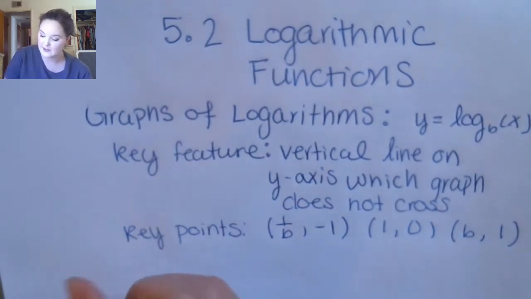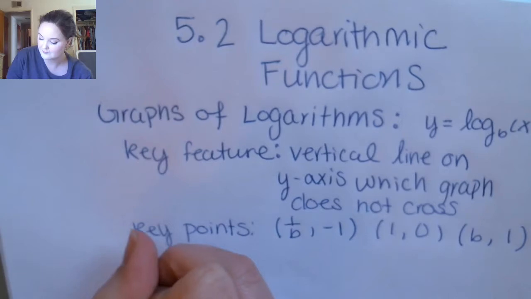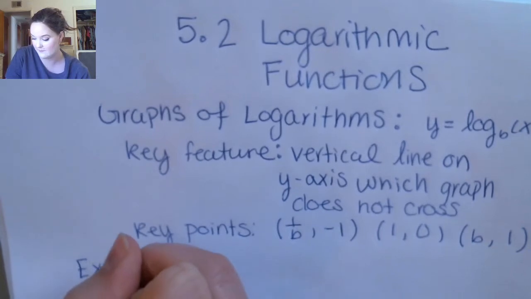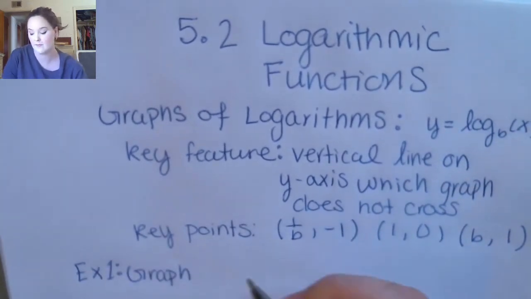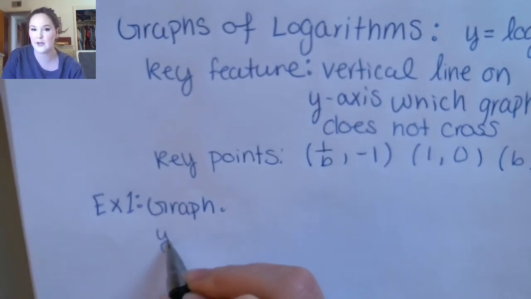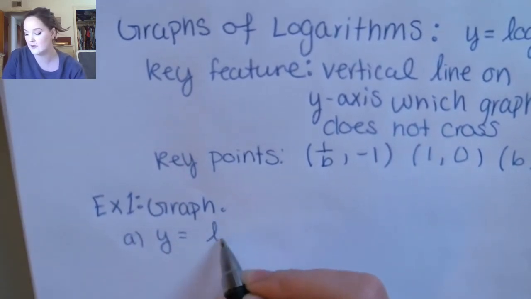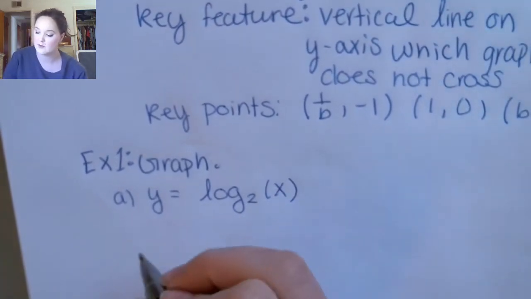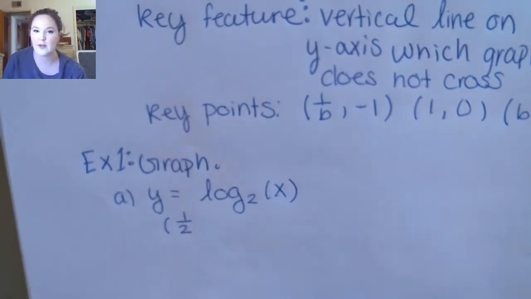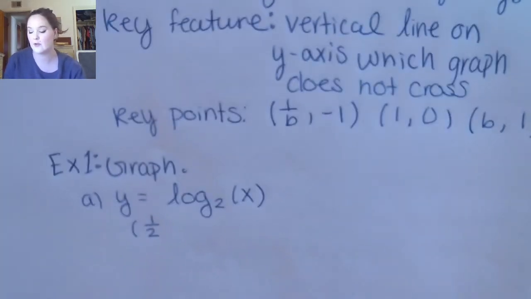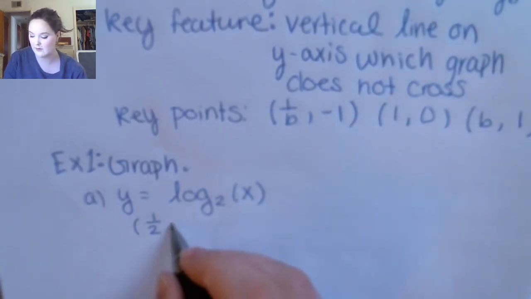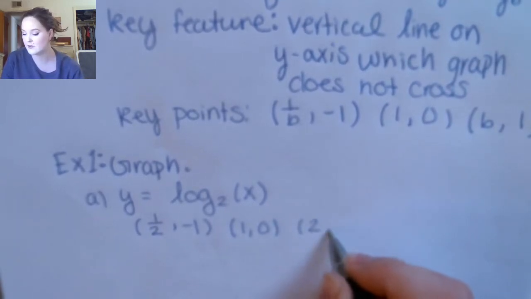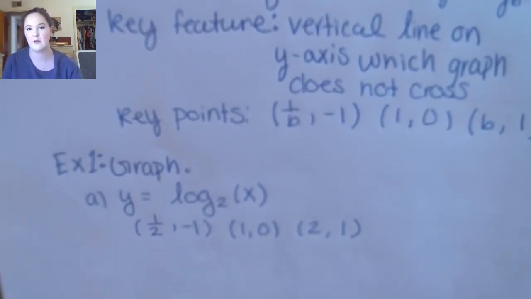All right, so let's look at a base graph. So we'll graph y equals log base 2 of x. So our key points are going to be 1 over 2, because b is 2 in this example, so we'll have 1 over 2, negative 1. Then we'll have 1, 0, and then we'll have b, which is 2, 1.